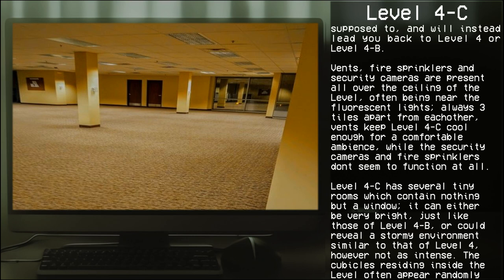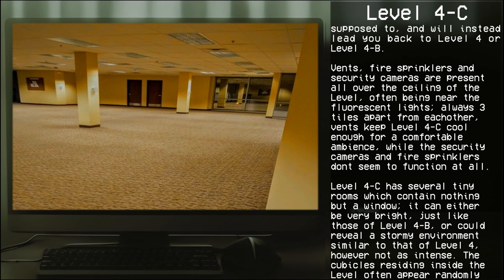Vents, fire sprinklers, and security cameras are present all over the ceiling and the level, often being near the fluorescent lights, always 3 tiles apart from each other. Vents keep Level 4C cool enough for a comfortable ambience, while the security cameras and fire sprinklers don't seem to function at all. Level 4C has several tiny rooms which contain nothing but a window.